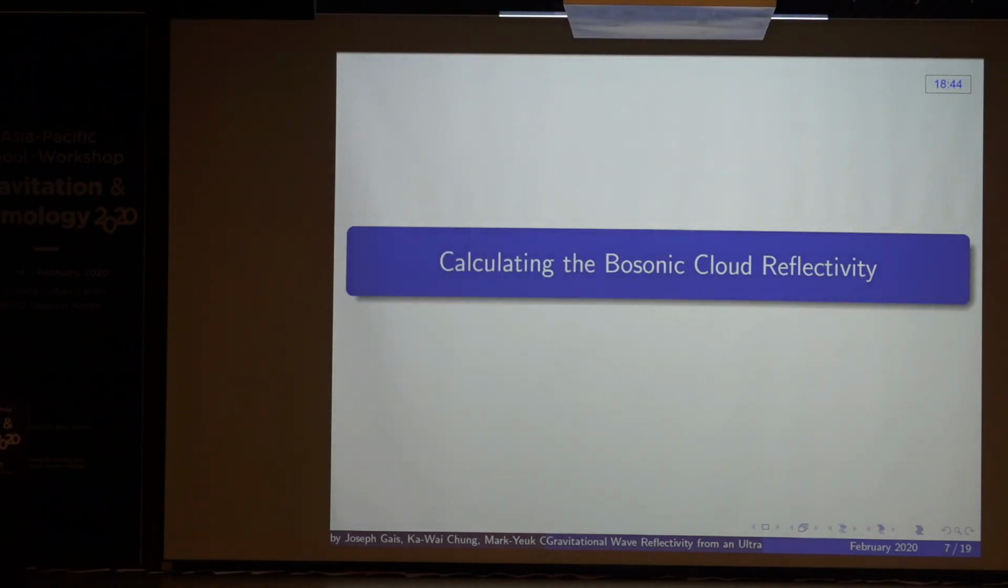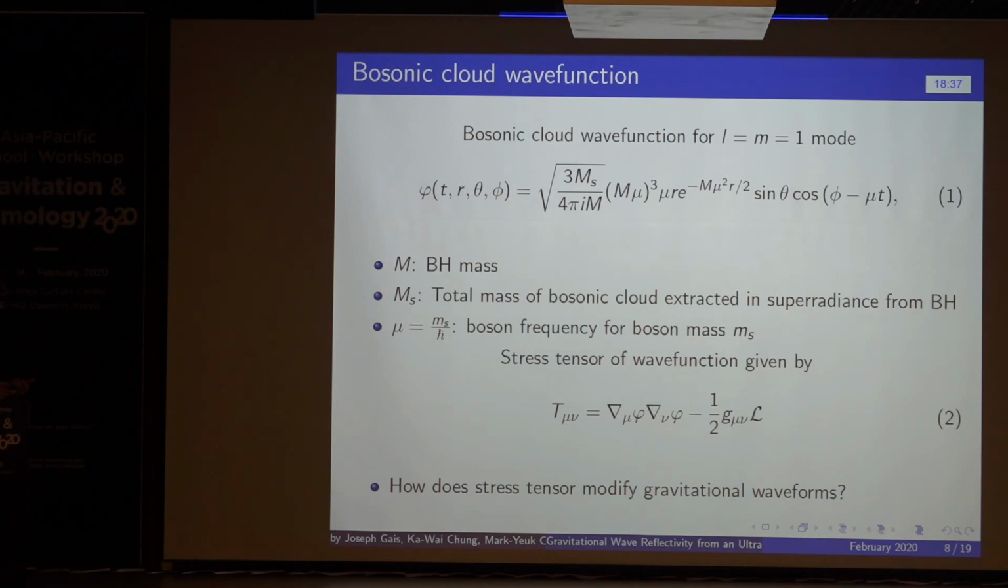So I'll now get into talking about how we go about calculating and identifying this echoes effect. We begin by considering the wave function for the L equals m equals 1 mode of the bosonic cloud, generally the most stable mode, given here. Of course, the M here is just the black hole mass. M_s, as I mentioned earlier, is the total mass of the bosonic cloud extracted in the superradiance process, and can range up to about, say, 10% of the total mass energy of the black hole. Probably the most important thing about this wave function, though, is its dependence on mu, which is proportional to the very mass of the ultralight boson. And it is this which will serve as a proxy for identifying or constraining the boson mass.